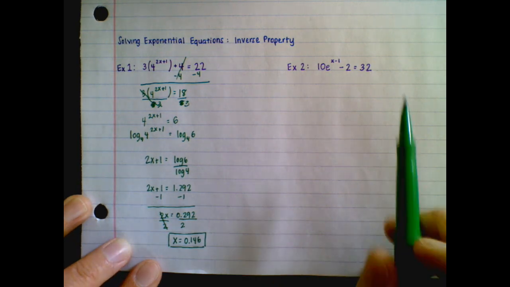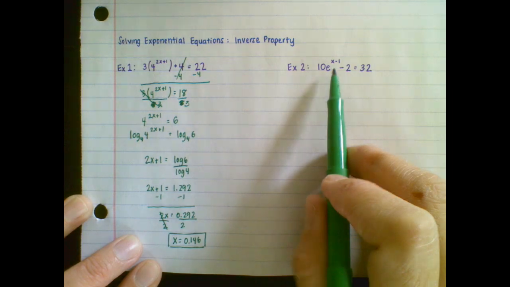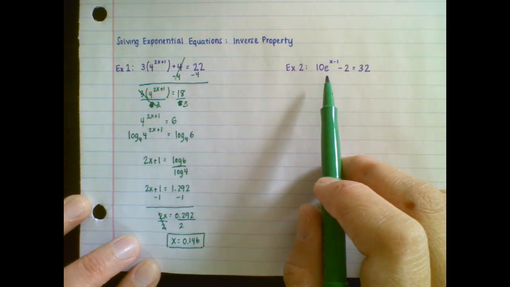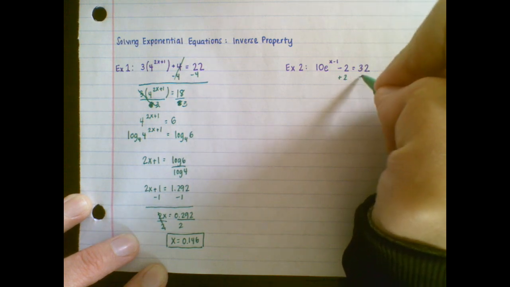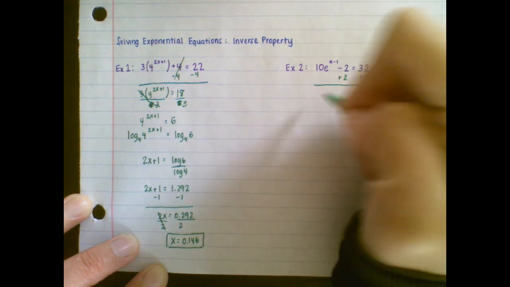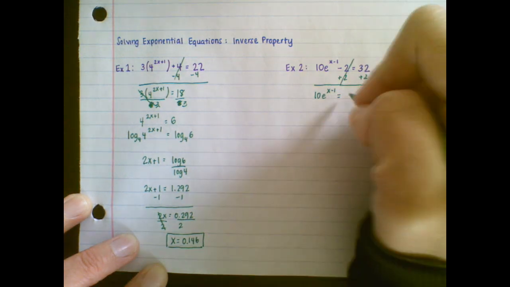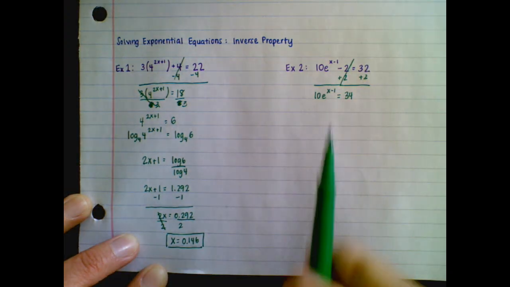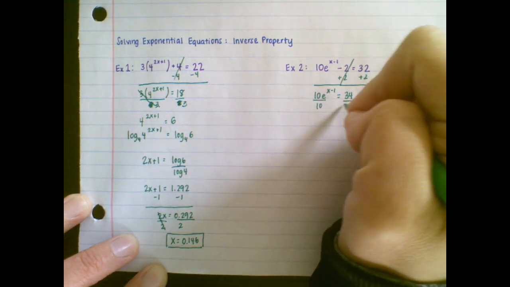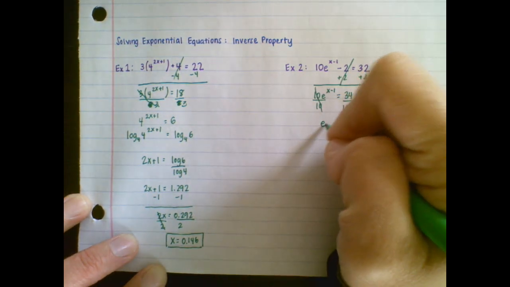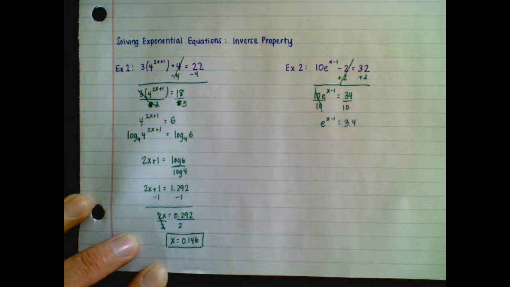Our second example is with the base of e. Again, my base of e to the x minus 1 is what I want to get by itself on one side of the equation. So I need to undo the numbers around it. I'm going to add 2 first. That gives me 10 times e to the x minus 1 equal to 34. Then I need to get rid of this 10, so I'll divide it out on either side. That leaves me with e to the x minus 1 equal to 3.4.